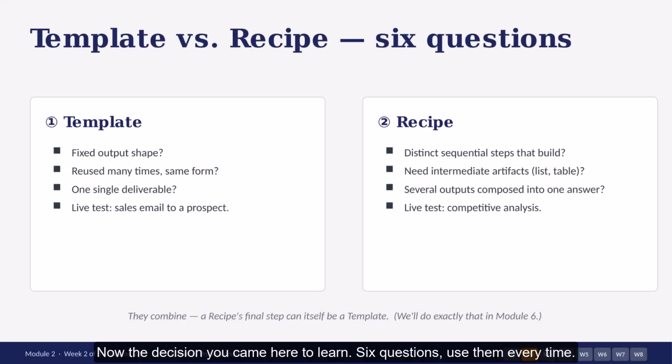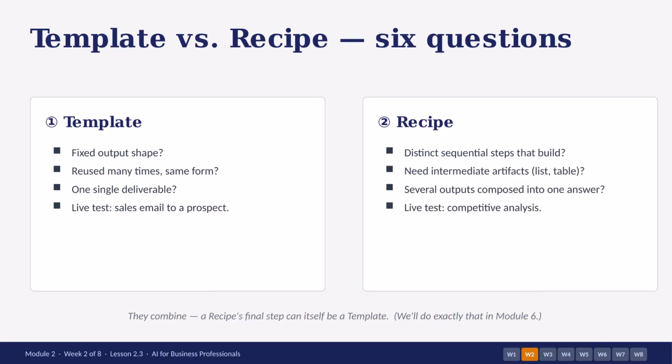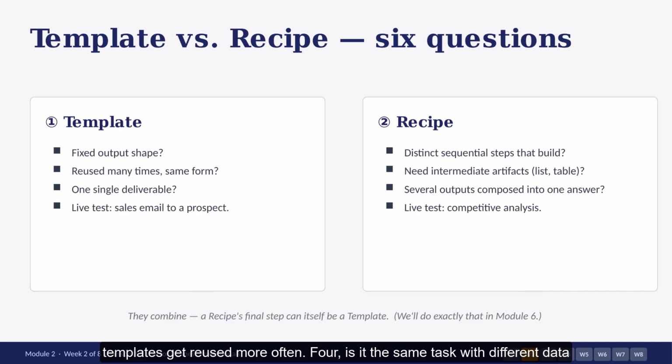Now the decision you came here to learn. 6 questions. Use them every time. 1. Does the output have a fixed shape? If yes, template. 2. Does the task have distinct sequential steps that build on each other? If yes, recipe. 3. Will you reuse this exact shape many times? Either, but templates get reused more often.